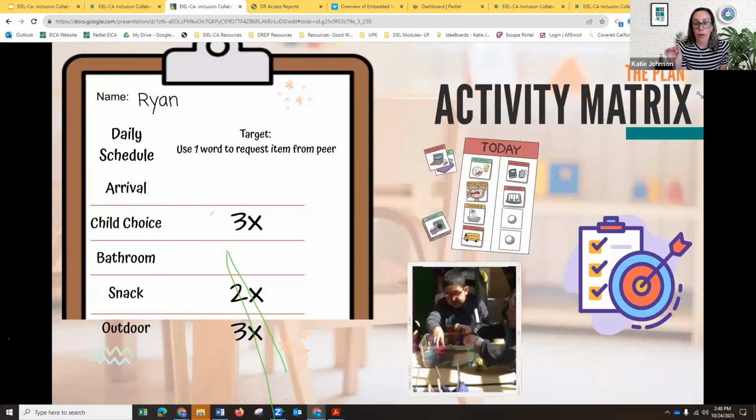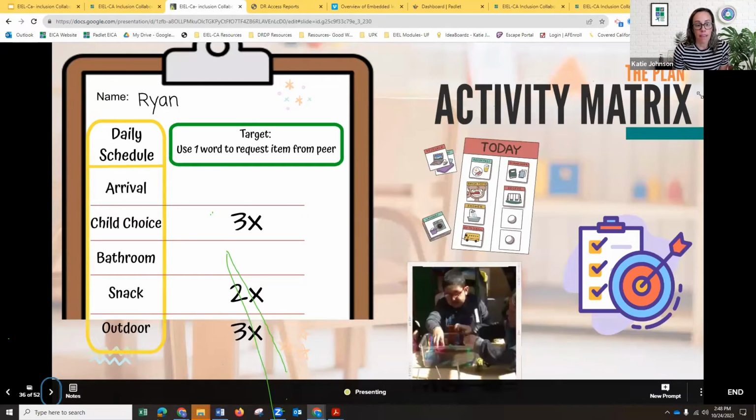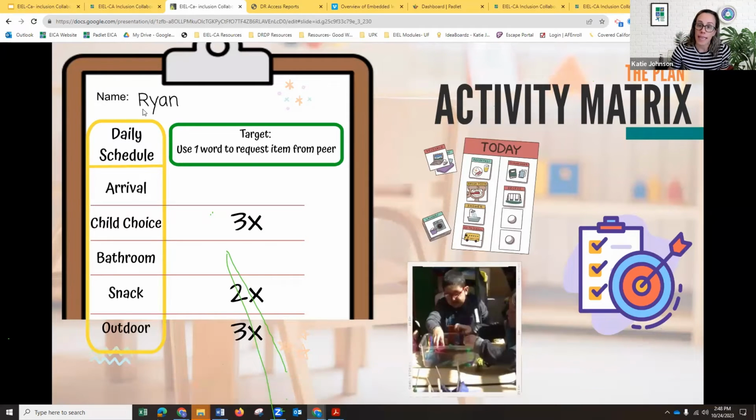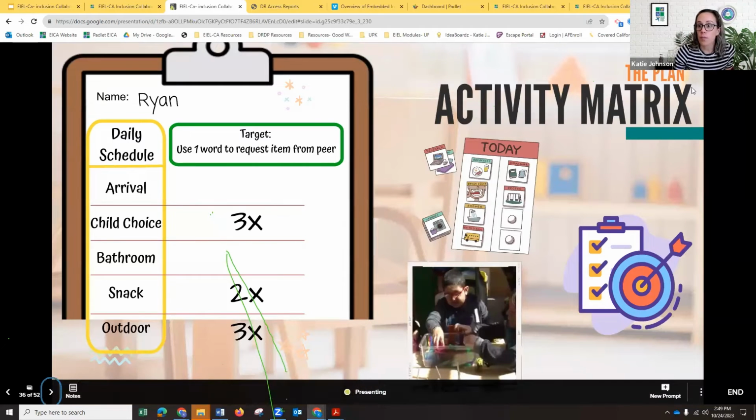I want to just talk to you about an activity matrix, because we just talked about a good fit, right? So we talked about the when. An activity matrix is a great tool that you can use in your classroom to think about and plan for when you might want to implement that target. So let me show you a few of these parts of the activity matrix, and you have on your Padlet a copy of an activity matrix you could make if you'd like to.